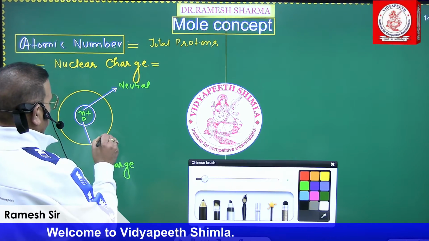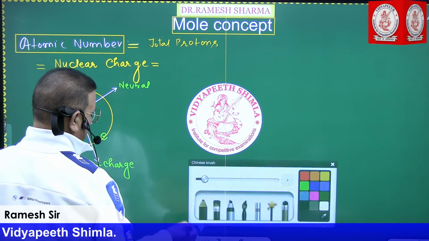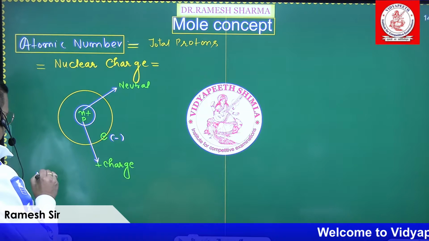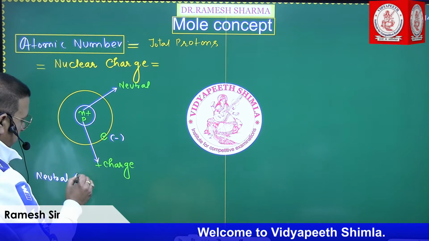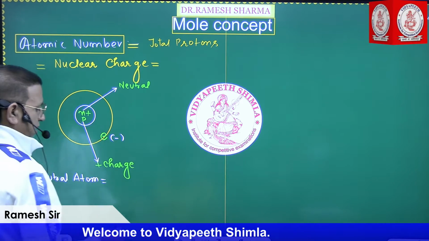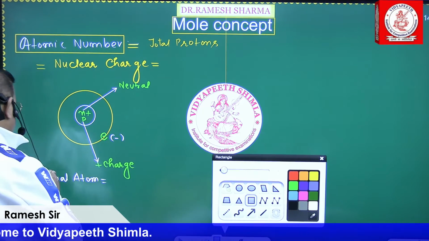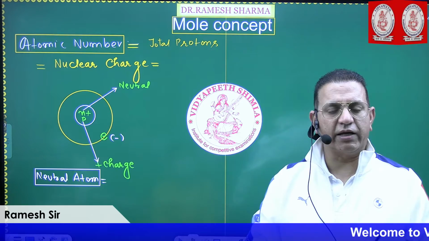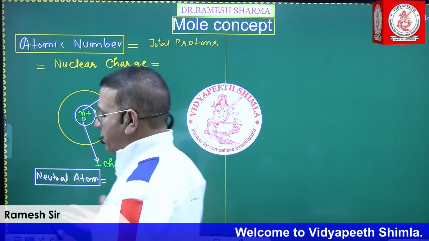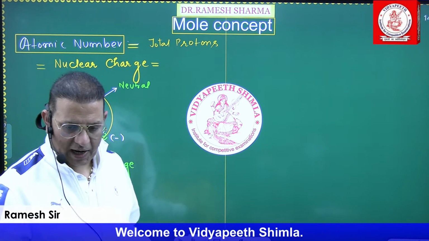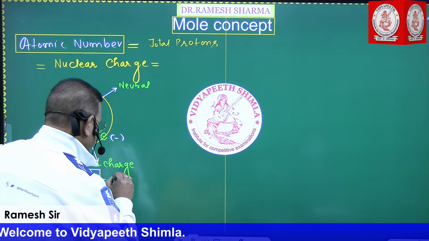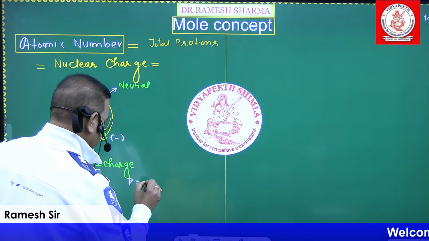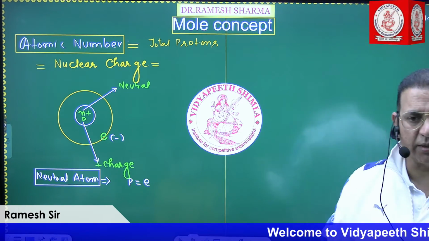But at the same time we have electrons over here, and electrons are negatively charged. Am I right? So if an atom is a neutral atom, in an atom the charge is because of two particles, one is electron and one is proton. Neutral atom means the number of protons and number of electrons are the same. Am I right?